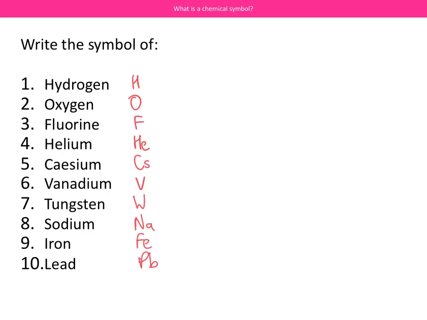So there are the answers. Make sure that you've written capital letters where they should be capitals and lowercase letters where they should be lowercase. Make sure that you have actually written the correct symbol for each of those elements.